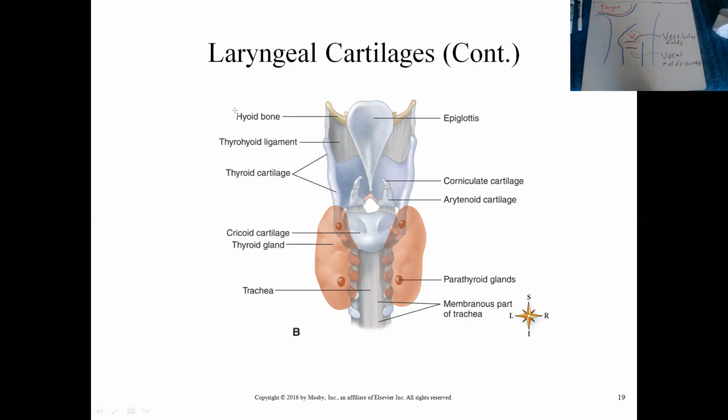And something to say about these two, corniculate and arytenoid. This isn't really shown in this view very well, but the corniculate and arytenoid are anchor points for the folds in the larynx. Anchor points. That's what we can see from the back view.